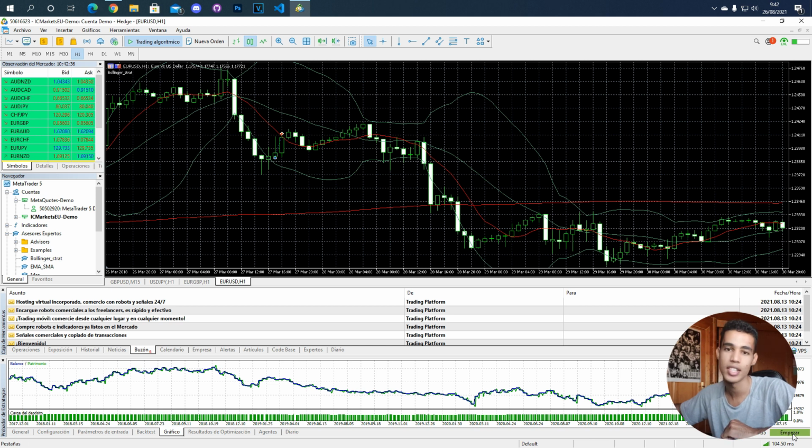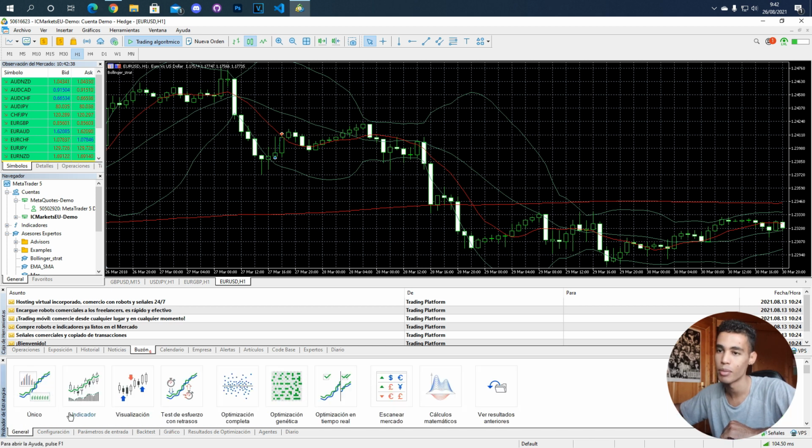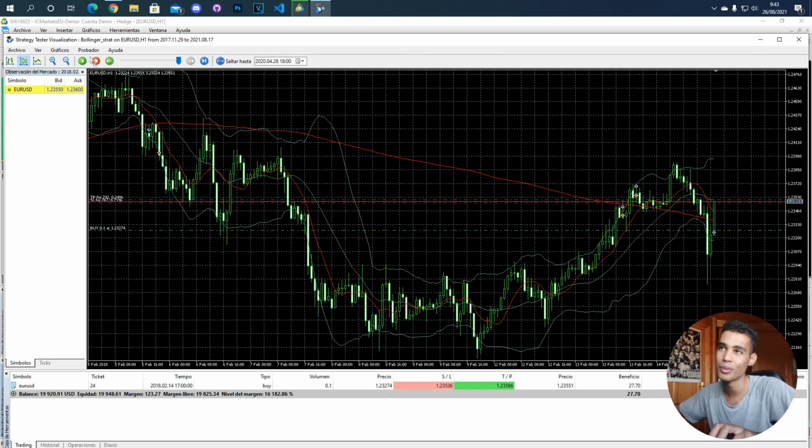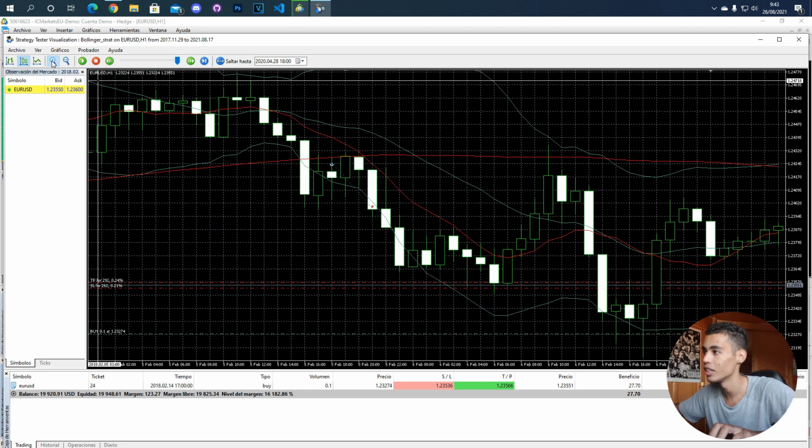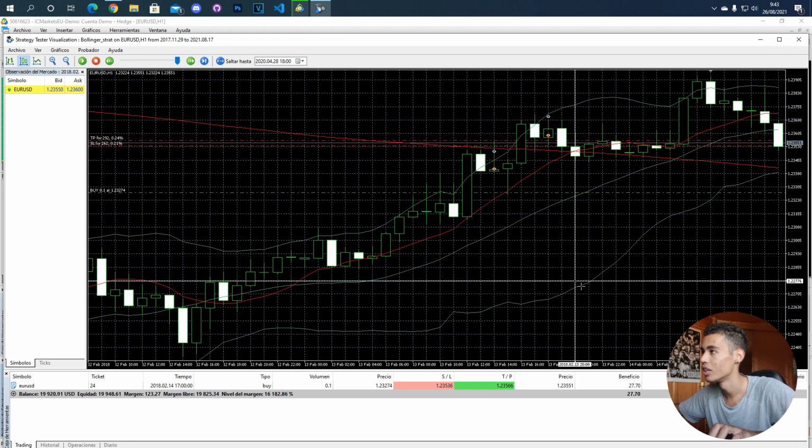Let me open the simulation and you will see this in a better way. So yeah, I found one trade which was successful, and you can see what I'm saying. So for example, here, this candle, let me zoom in so you can see this better.